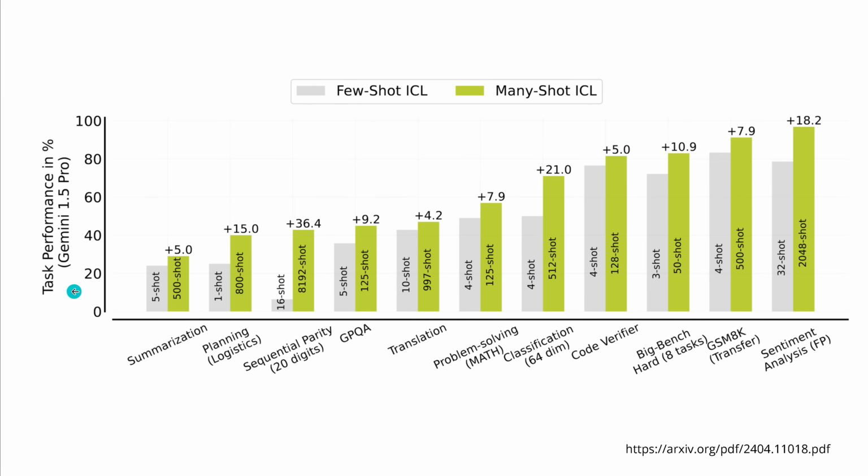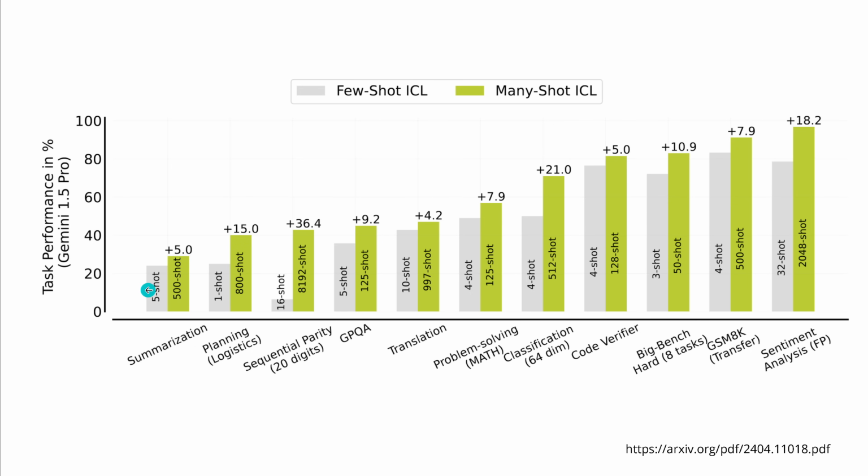So let's look at here the task performance in percentage from 0 to 100%. And here a different task. For example, we have summarization, we have logistics, we have question and answer, we have translation, we have mathematics, we have classification, we have code verifier. We have our classical GSM8K benchmark.